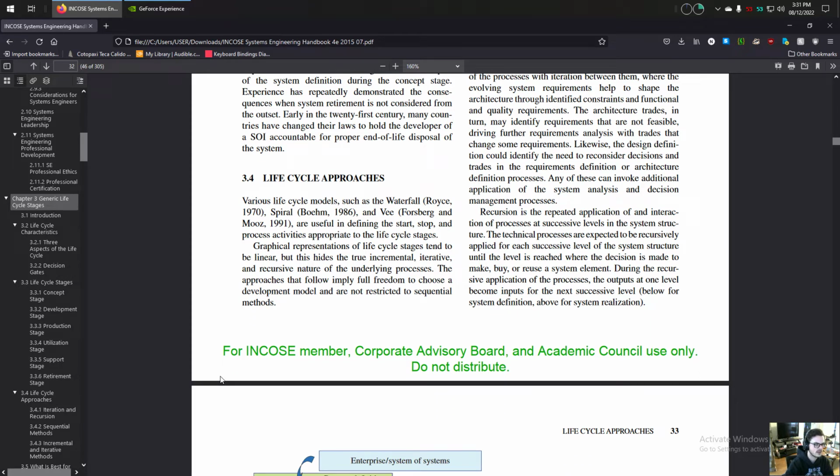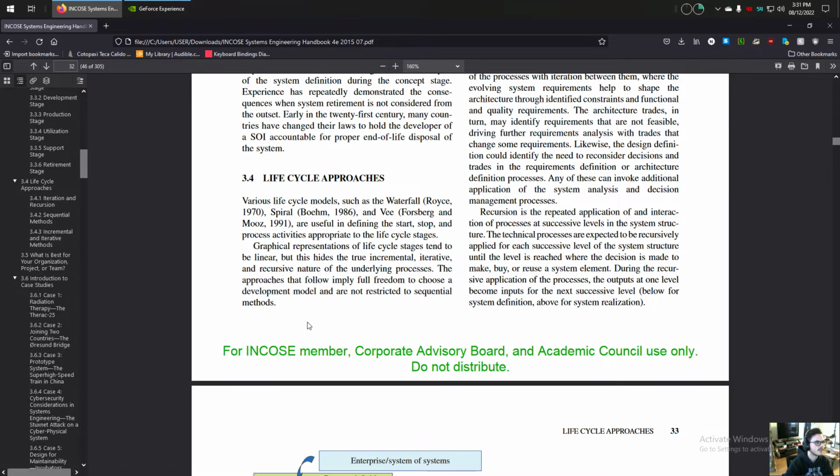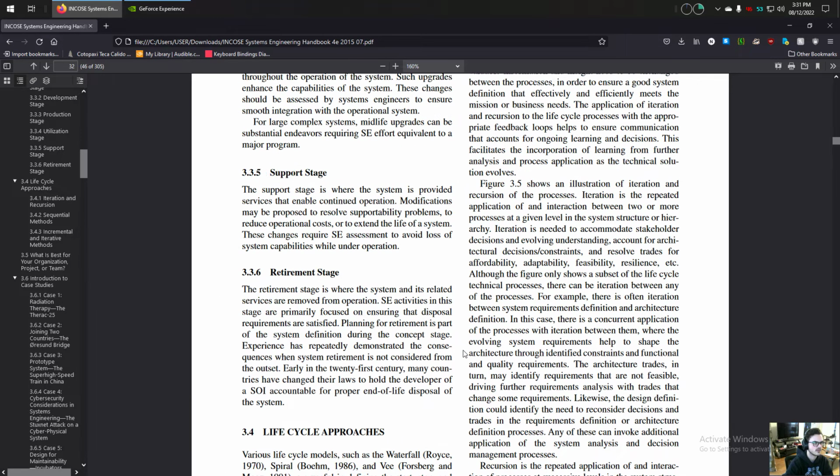And the next section is section 3.4, life cycle approaches. Various life cycle models, such as the waterfall, the spiral, and the V, are useful in determining the start, stop, and process activities appropriate to the life cycle stages. Graphical representations of life cycle stages tend to be linear, but this hides the true incremental, iterative, and recursive nature of the underlying processes. The approaches that follow imply full freedom to choose a development model and are not restricted to sequential methods.